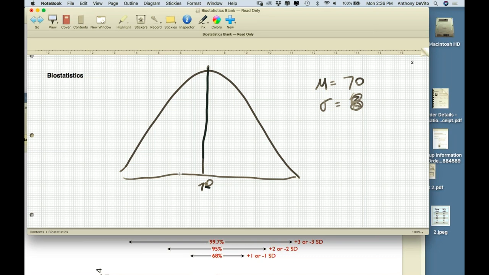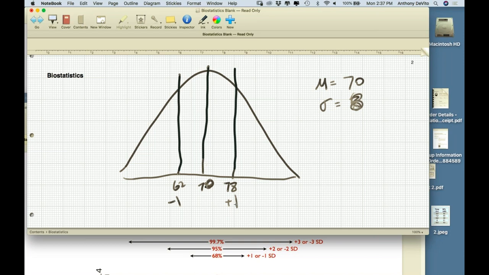And I am going to say, okay, so this is a score of 62. And this is 70. Score of 62, and this is a score of 78. What percent of the students got a grade between 62 and 78? How much? Yeah, 68. How do you know that? Because this is minus one standard deviation below the mean and plus one standard deviation above the mean.